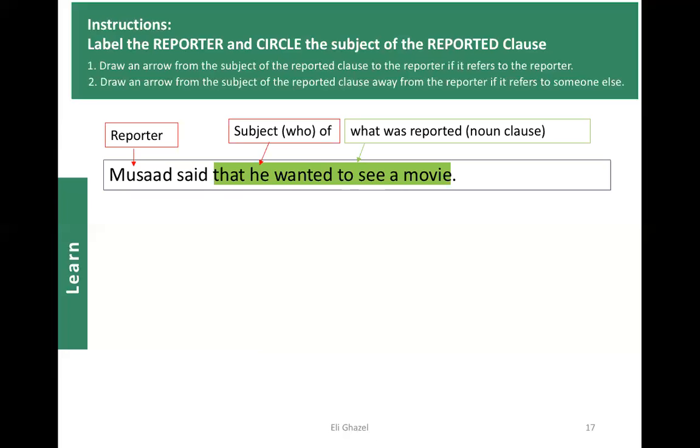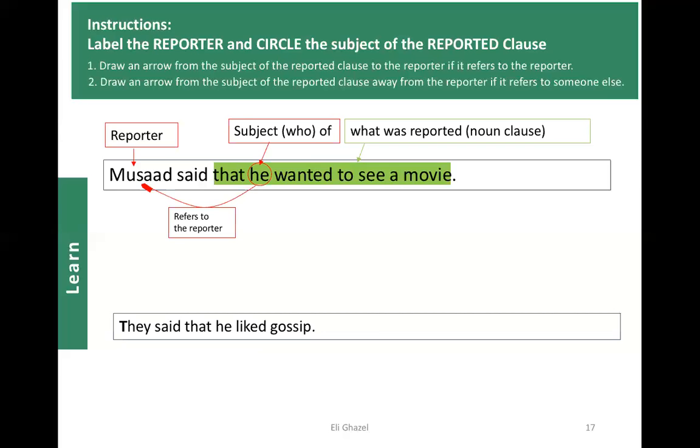So if we're going to ask a question, we're going to say, what did Musad say? What? So notice that he wanted to see a movie is taking the role of a what. But inside the clause, there is a subject of who. Now, does the word who, he, refer to Musad or to somebody else? Let's see. He refers to the reporter Musad. So Musad and he are the same words.